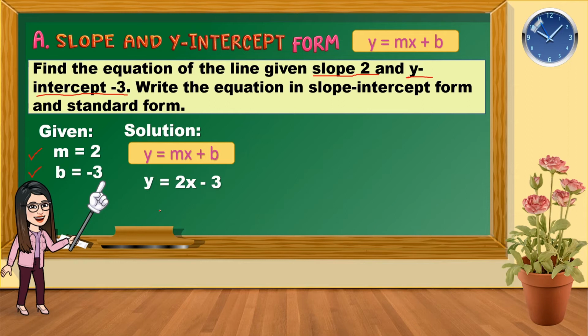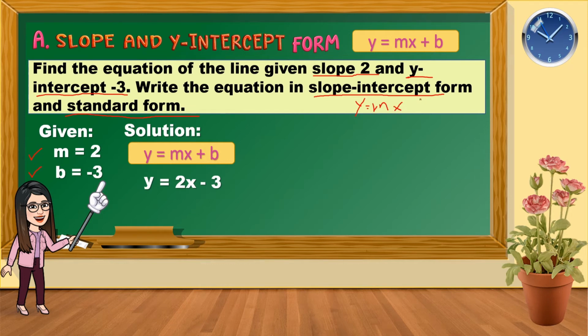Let's go back with this problem. Okay, so ano ba yung hinihingi? Write the equation in slope-intercept form and standard form. So dito, dalawa yung hinihingi sa atin. Hinihingi is slope-intercept form and standard form. So definitely, dapat dalawa yung sagot natin. Yung slope-intercept natin is this one, y is equal to mx plus b.